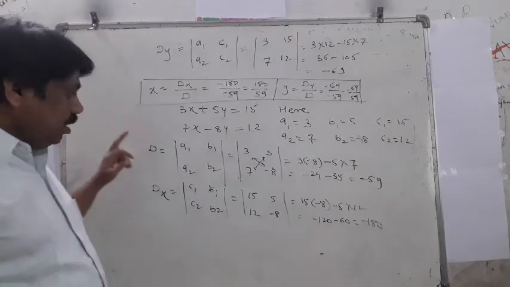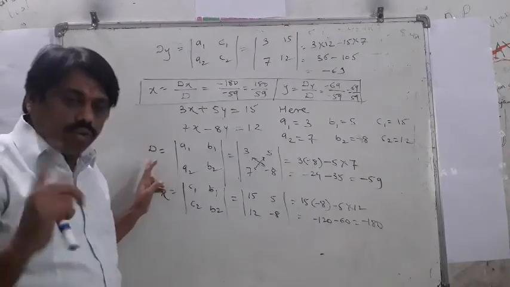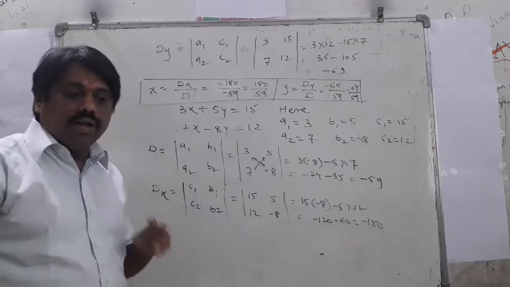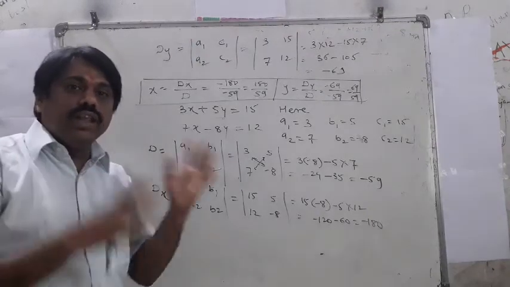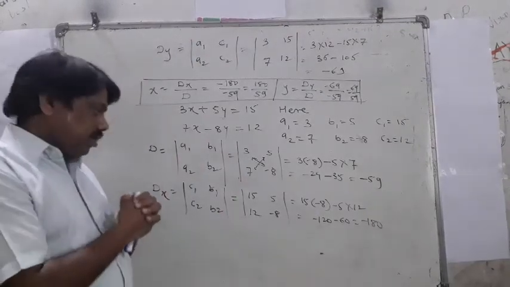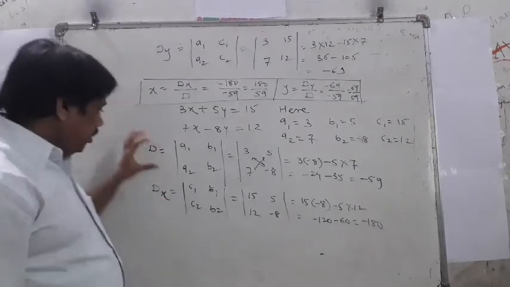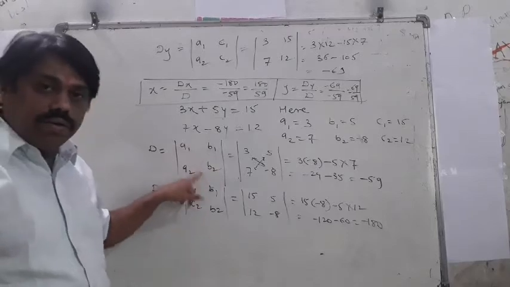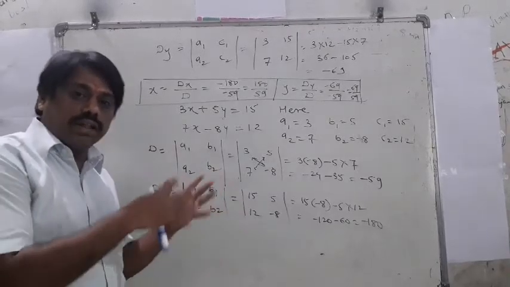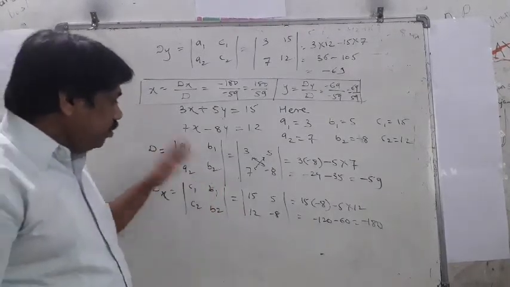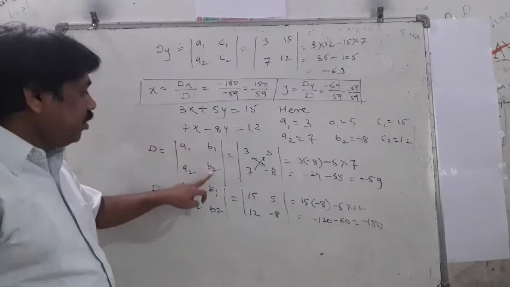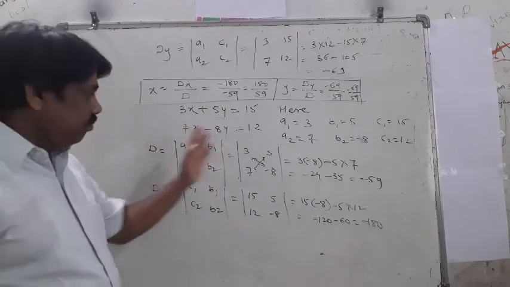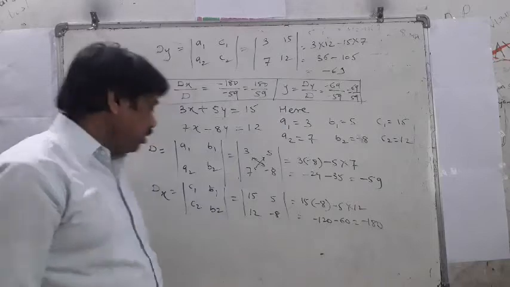Number 1, determinant. There are 2 questions on this Cramer's rule which can be asked. Number 1, find the value of determinant. If you are asked that question, then just this step is there. D is equal to A1, A2, B1, B2, the coefficients of x as well as y. Then cross multiplication, A1 into B2 minus B1 into A2. And the answer should be taken.